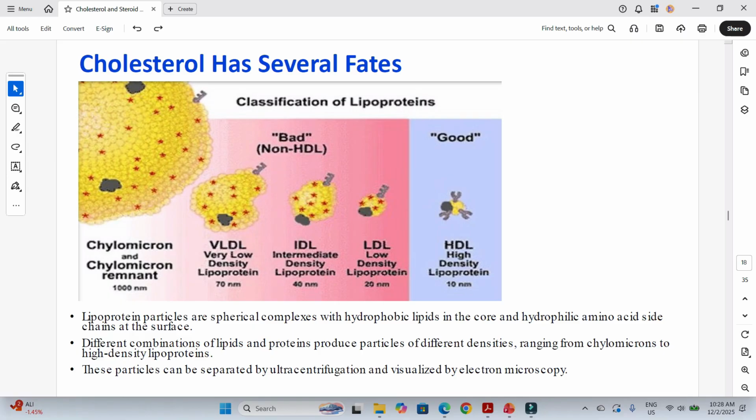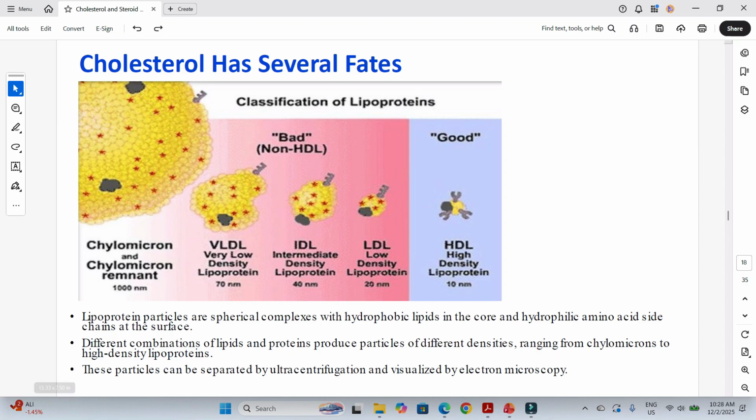You're most familiar, I believe, with the classification wherein they are called bad and good cholesterol. So chylomicrons, VLDL, IDL, LDL, these are the bad or the non-HDL cholesterol, while the good cholesterol is actually the high-density lipoprotein. The high-density lipoprotein is the densest, it is the smallest, right? While the lowest density would be the chylomicrons, it's the biggest, followed by VLDL. And these are the bad cholesterols.